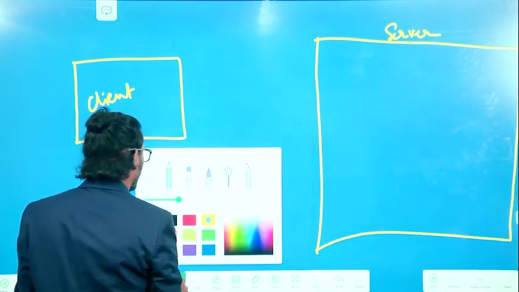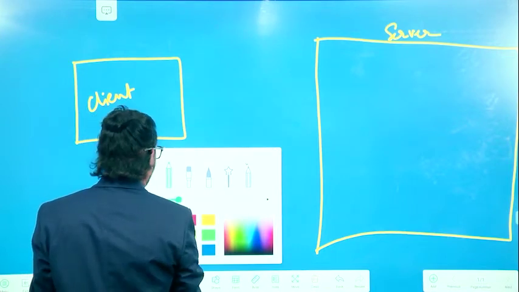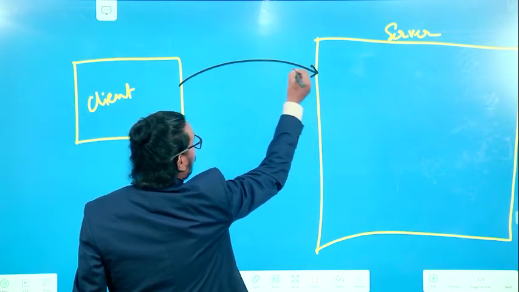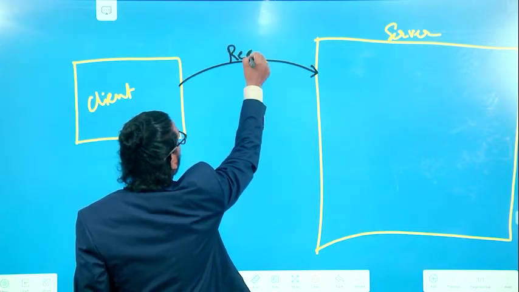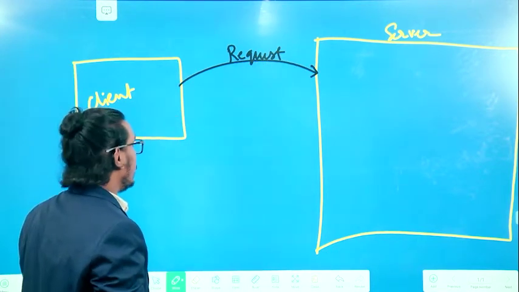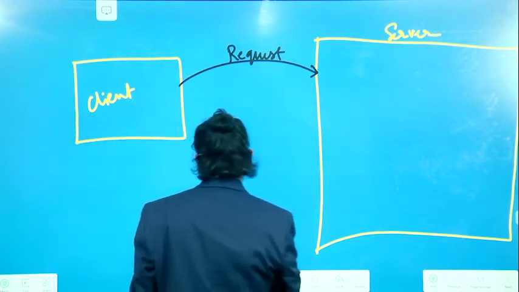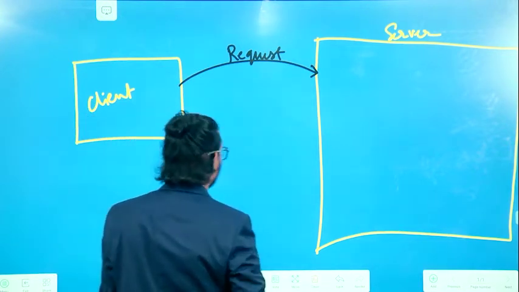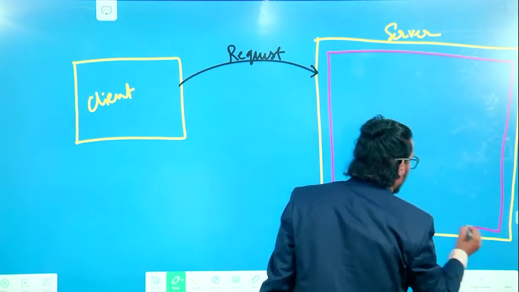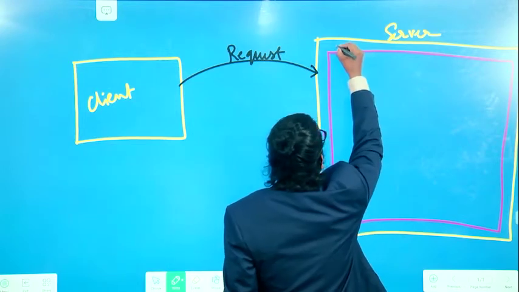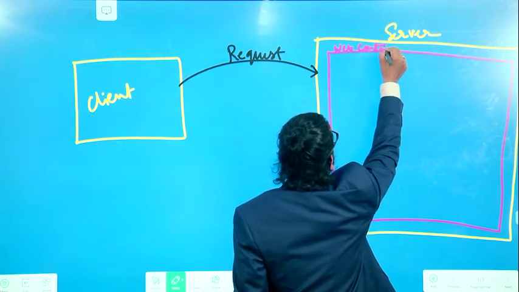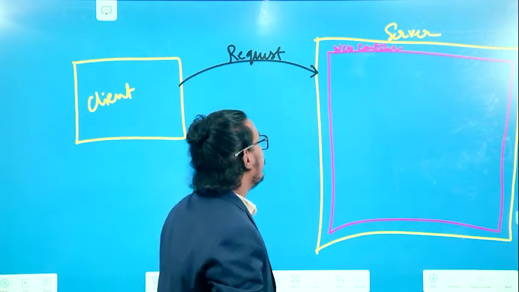Now we are sending one request to the server machine. Clear? Inside that particular server machine, we have one JSP container. We have the JSP web container.